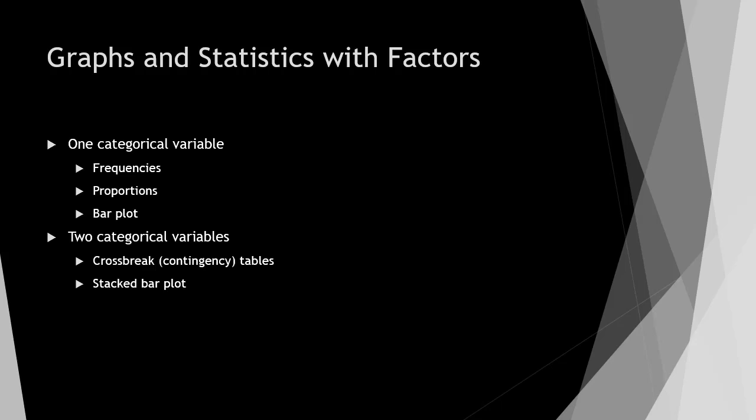What if we have two categorical variables? Now we can look at cross-break or contingency tables. These will help us evaluate the relationship among the two categorical variables. And graphically, we can look for a relationship with a stacked bar plot.